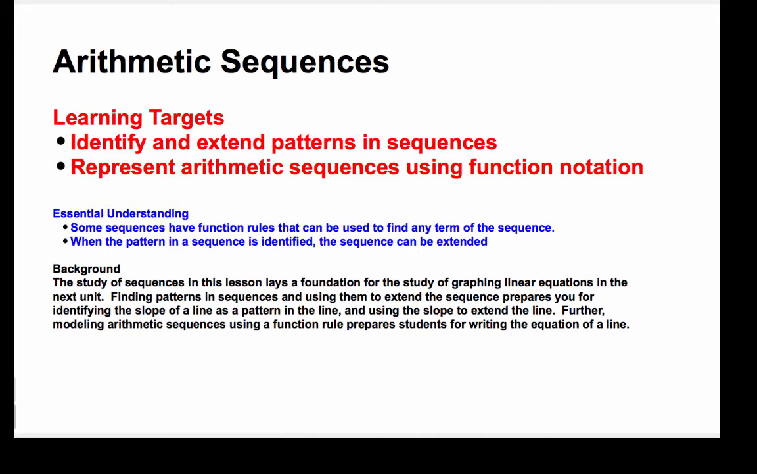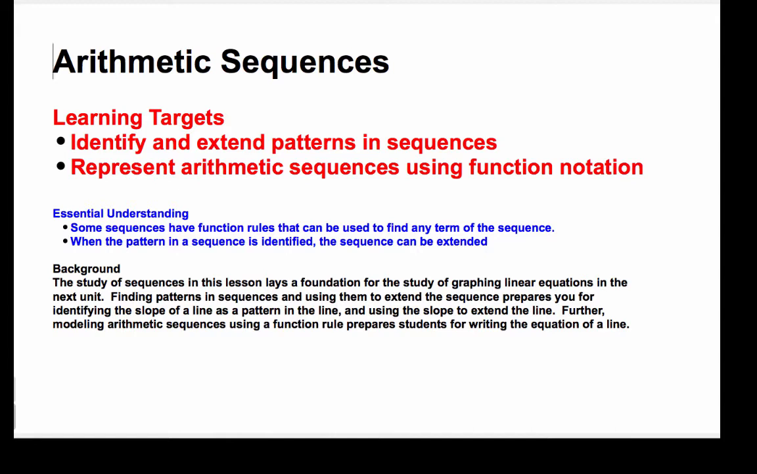Our learning targets for this lesson are: we need to be able to identify and extend patterns and sequences, and we need to be able to represent arithmetic sequences using function notation. Some essential understanding for the lesson: some sequences have function rules that can be used to find any term of the sequence. When the pattern in a sequence is identified, the sequence can be extended.